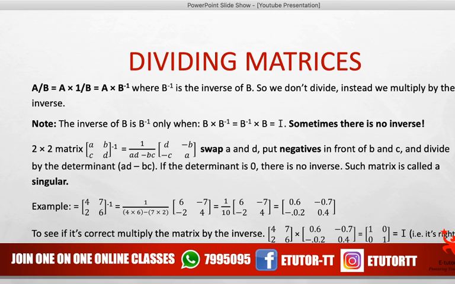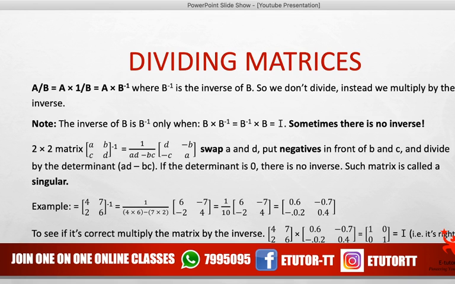So we get 4 times 6 minus 7 times 2, and all of that is times the matrix 6. We're going to swap A and D, and put negatives in front of B and C. So now we have 6, negative 7, negative 2, 4. When we work out 4 times 6 minus 7 times 2, we get 1 over 10, and that times the same 6, negative 7, negative 2, 4.